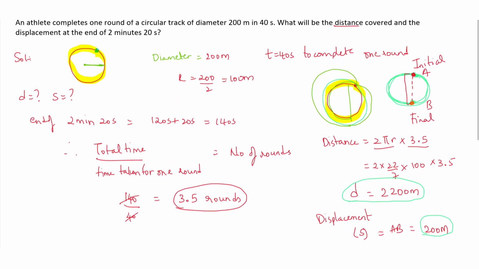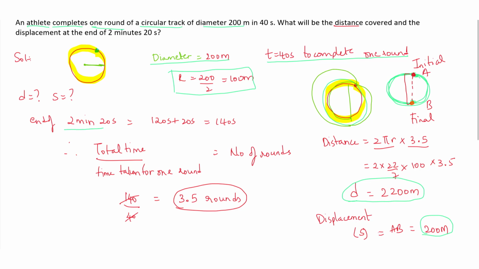Again, an athlete completes one round of a circular track of diameter 200 meters, so we found the radius to be 100 meters. We divided it by 2. And it is saying that to complete one round it took him 40 seconds. What will be the distance covered and the displacement at the end of 2 minutes 20 seconds?